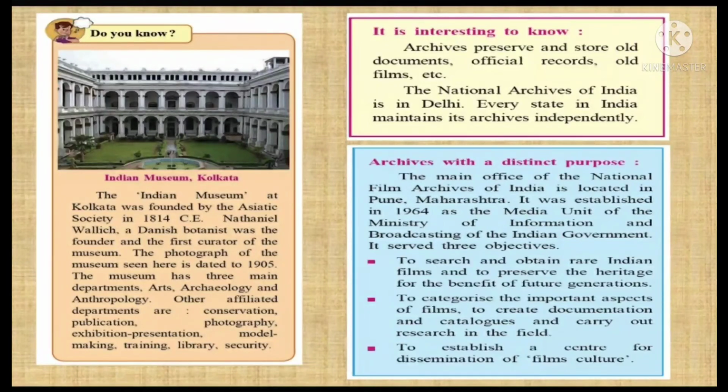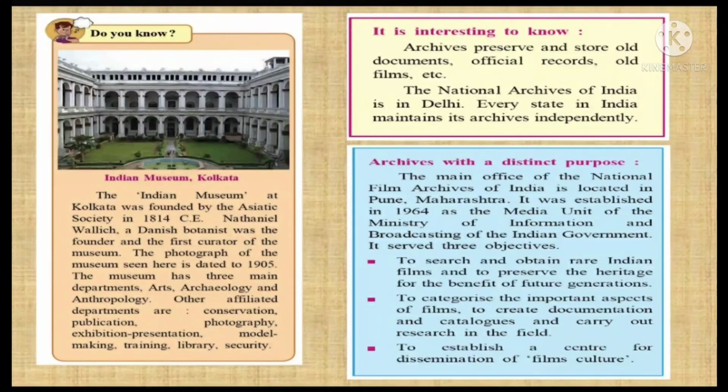Nathaniel Wallich, a Danish botanist. A botanist means who? A person who studies about plants is called botanist. He was the founder and the first curator. Curator means a person who protects and collects certain artifacts to display in museum.